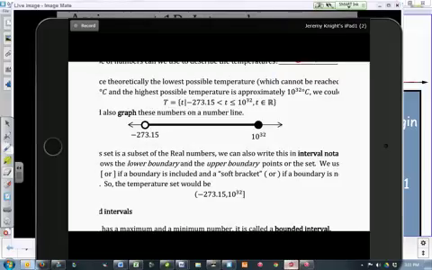All right. It's all Greek to me. It's all Greek. I don't understand any of this stuff.